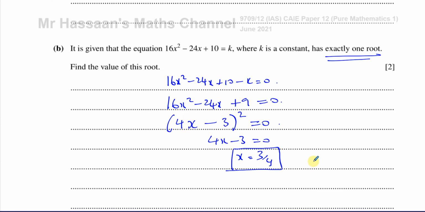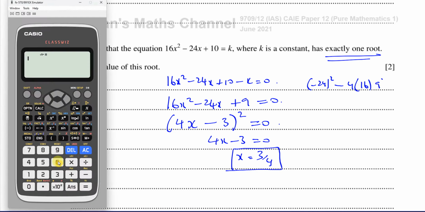Whenever you have a perfect square, you end up with one root. It's like a repeated root. The discriminant of this is going to be 0. If you work out the discriminant of 16x squared minus 24x plus 9, it will give you 0. We can see b squared is minus 24 squared, minus 4 times 16 times 9. If you put that in your calculator, you will get 0, as you can see.